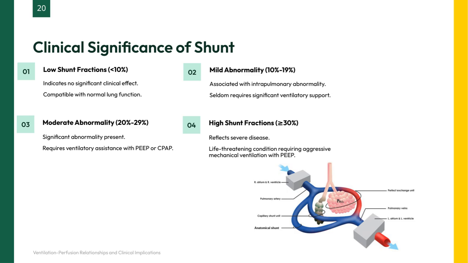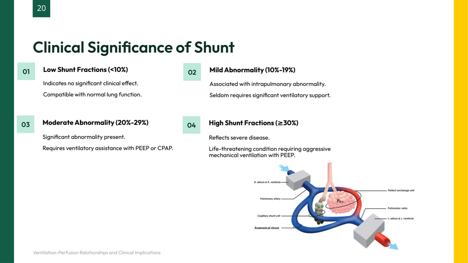Moving up, mild abnormalities, which fall between 10 and 19%, suggest some intrapulmonary issues. Although there's an abnormality, it rarely demands intensive ventilatory support, so patients often manage without aggressive interventions. When shunt fractions reach a moderate level, between 20 and 29%, this signifies a more serious problem. Here, the patient usually requires ventilatory assistance, often involving positive end expiratory pressure or CPAP to help maintain oxygenation.